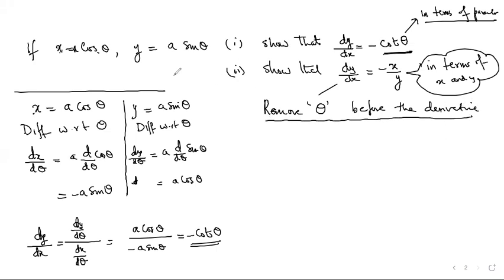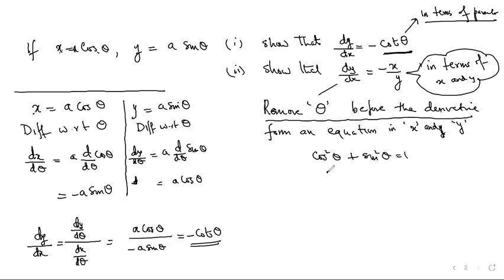Okay. So how will I remove theta? How do you remove theta in this case? How do you form an equation with this without theta? Remove theta means form an equation without theta, that is, form an equation in x and y without theta present. So naturally, I'll apply cos square theta plus sin square theta is 1.